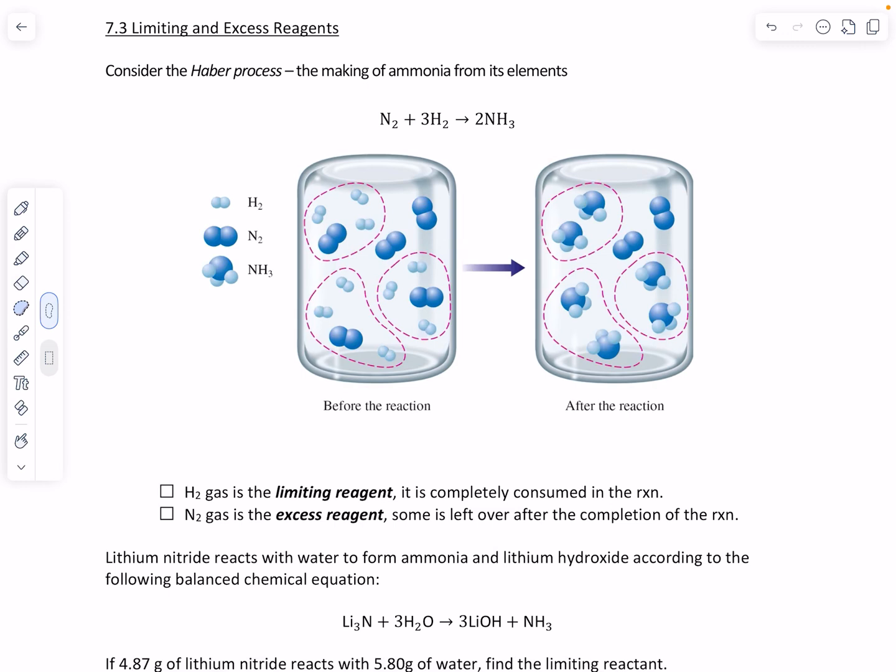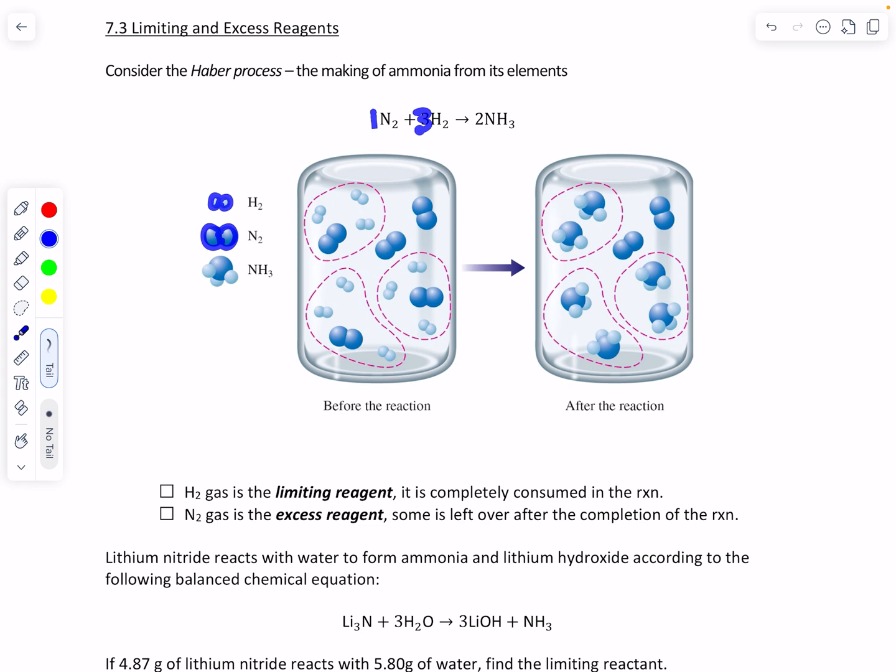7.3. Limiting and excess reagents. Consider the Haber process, the process of making ammonia from its elements. In order to make ammonia, we need H2 and N2. And they combine in the ratio 1 N2 to 3 H2.